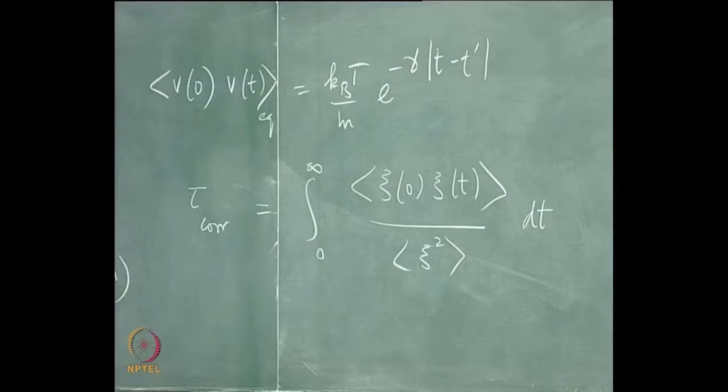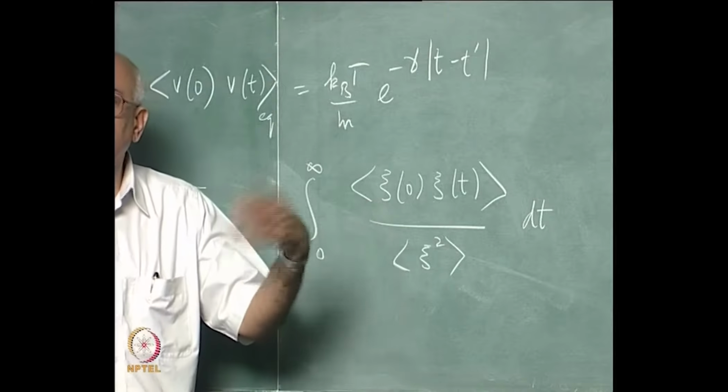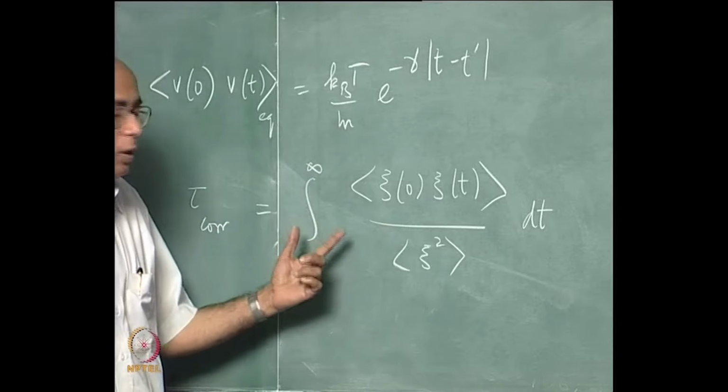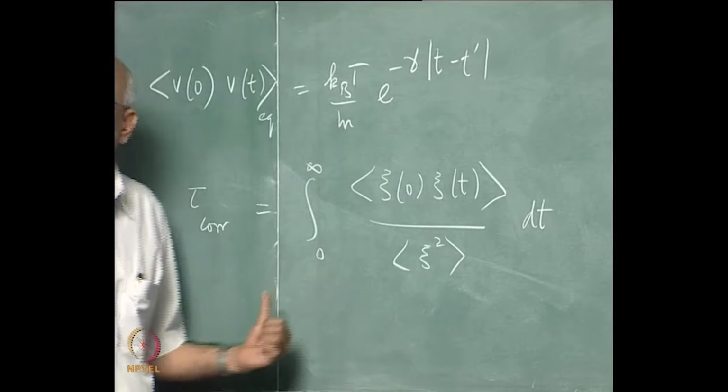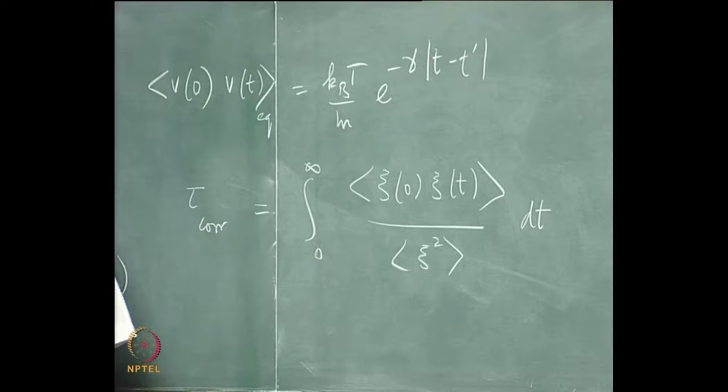So that is the way. If this is a stationary random process, then this is a way of extracting a time scale in the problem, the time scale on which the system loses memory. This can be done for any observable. Will the correlation time be the same for any observable?